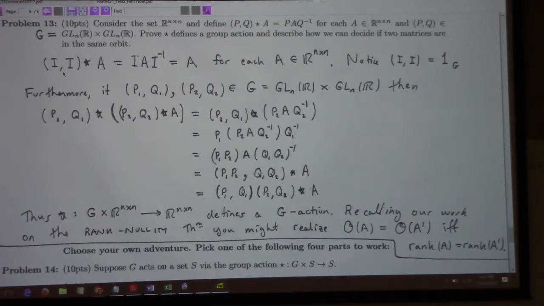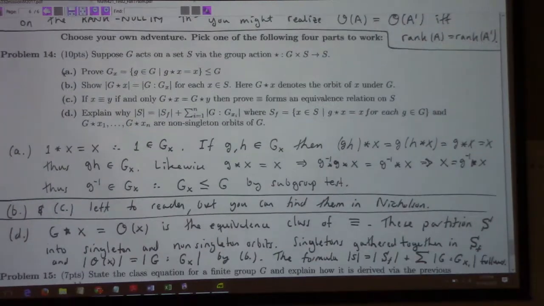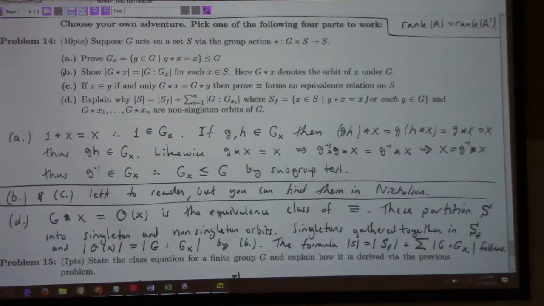In contrast, if I had put PAP inverse, then the equivalence classes would have been equivalence classes of similar matrices, and there you would have had to use the real Jordan form. That would have been a representative for each class, and your conjugation action would move around matrices which have the same real Jordan form. I think everybody understands this problem. We've talked about this.